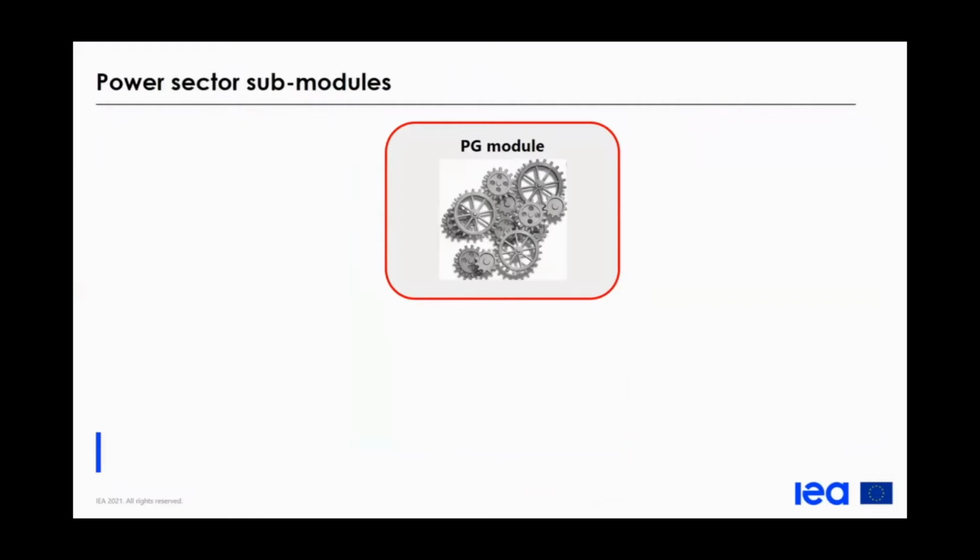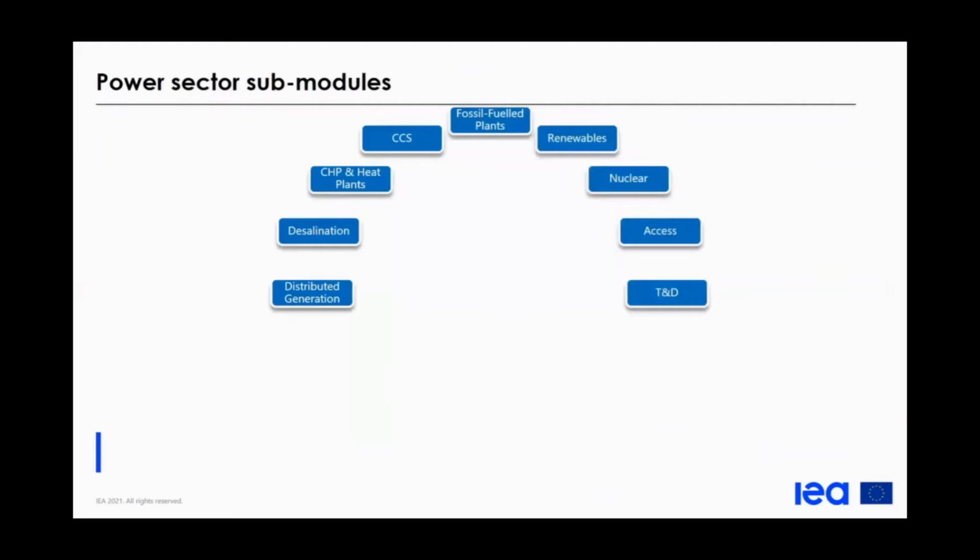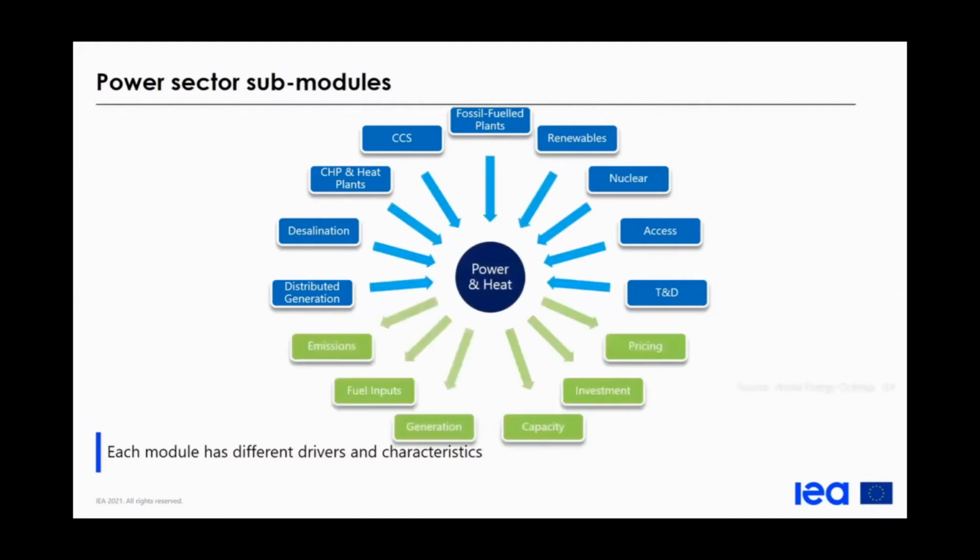Now let's have a closer look at this black box. When we model the power sector, we need to remember that this is a multitude of submodules that need to be considered, from distributed generation to nuclear generation. One of these modules, for instance, combined heat and power and heat plants, will have heat demand as a driving element. Water is a driver for the desalination one. Renewables need to take into account the available potential for each location, et cetera. And as an output of each of these very complex submodules, we have the evolution of capacity, the fuel mix in terms of generation and use. We have the emissions, we have the investment and prices.